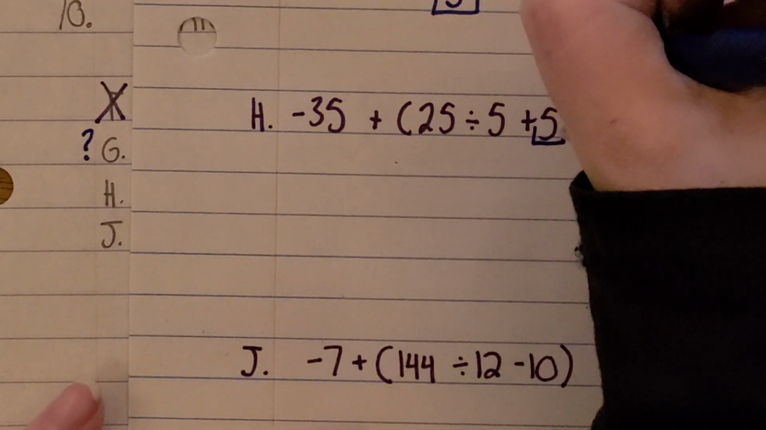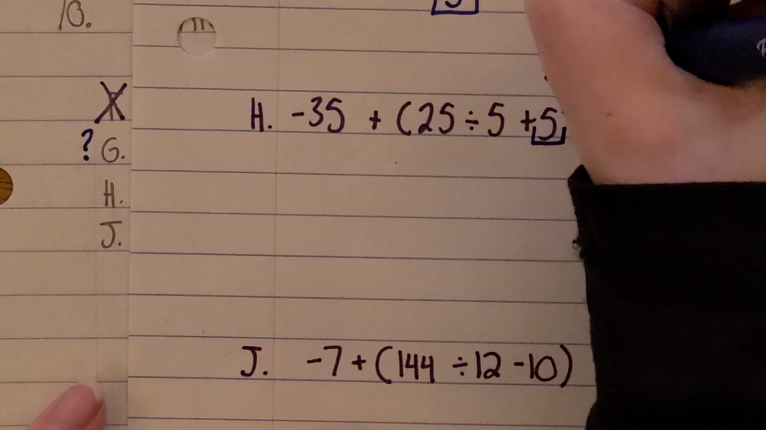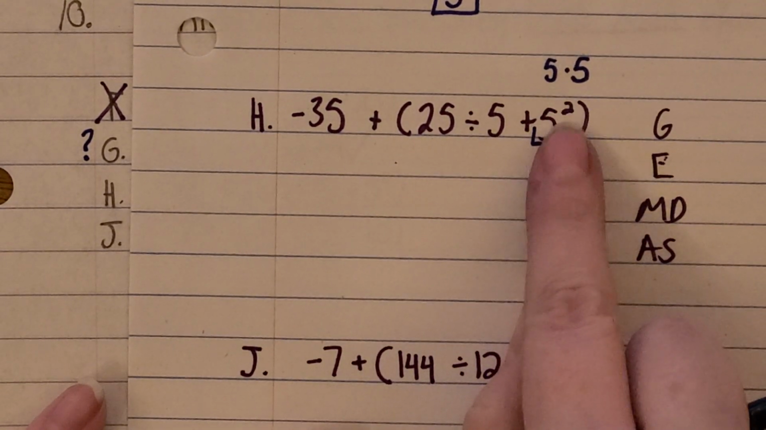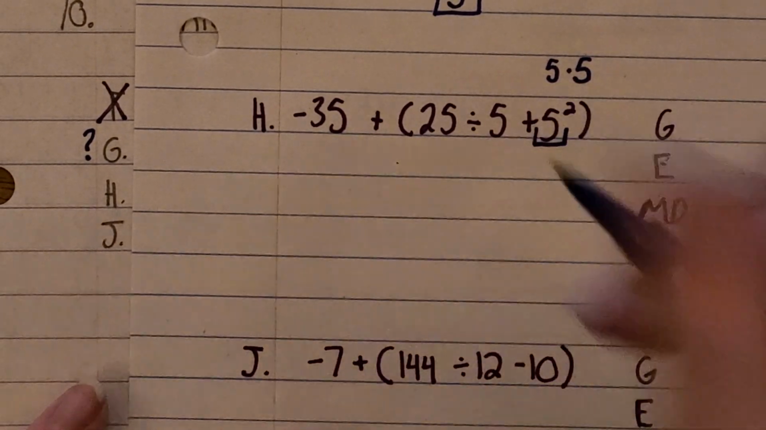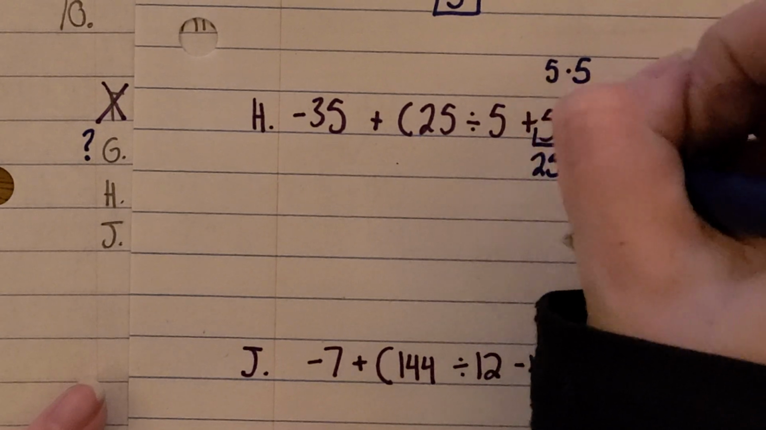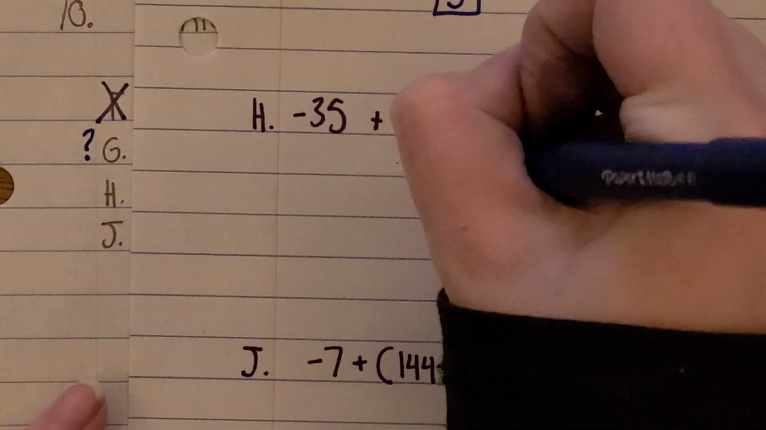Okay, 5 squared means you have 2 5s, all right? This is a string of multiplication of the base number, and we have 2 of them. So 5 times 5 is 25. Drop down the rest of it.